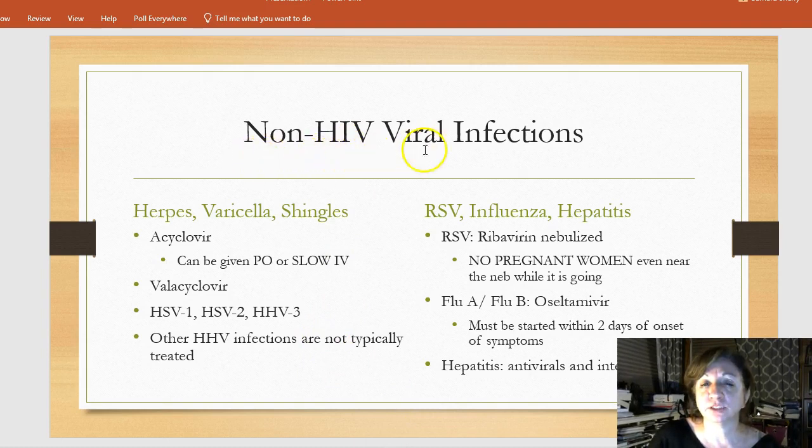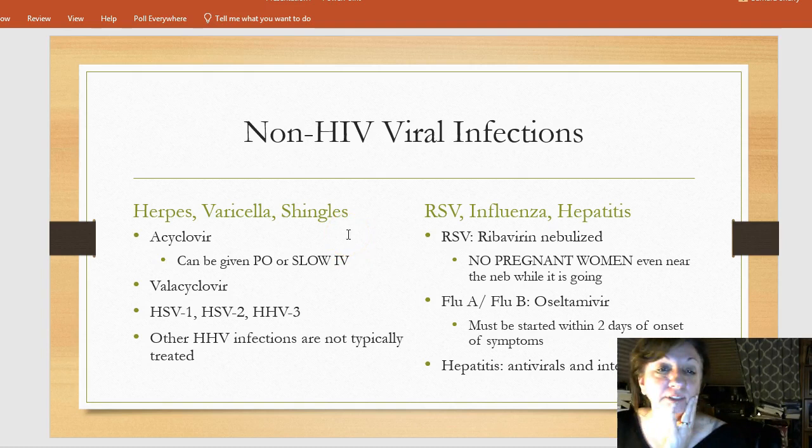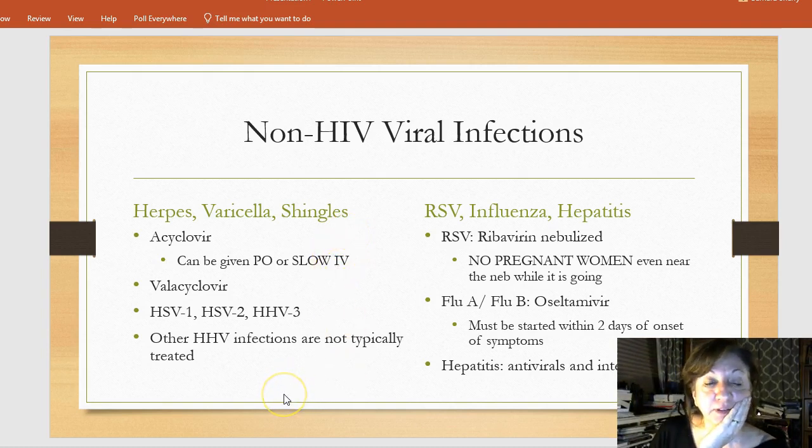There are some drugs that can be used for non-HIV viral infections. Acyclovir is commonly used for any of these things: herpes, shingles, varicella, cold sores of the mouth. There's another one that's similar to acyclovir, valacyclovir. Other infections that are HSVs can all be treated with this, but not HIV.